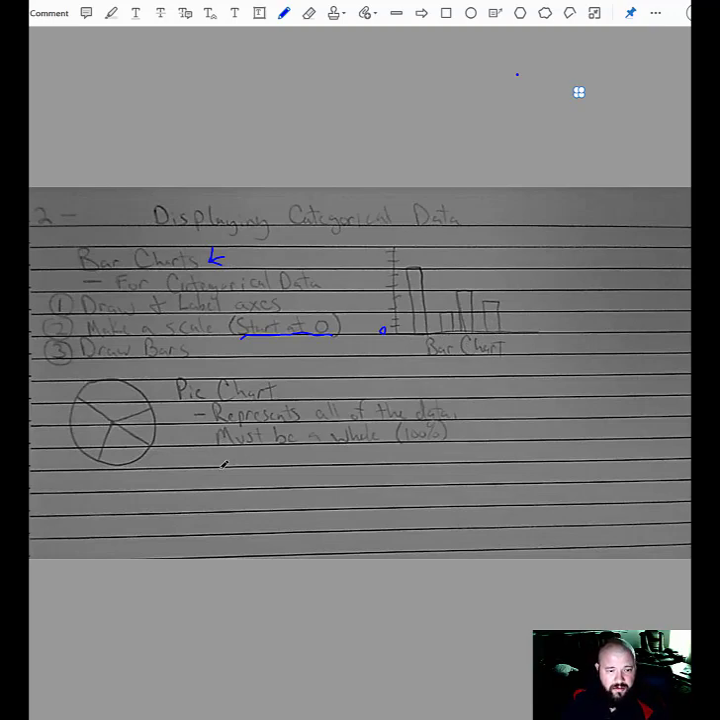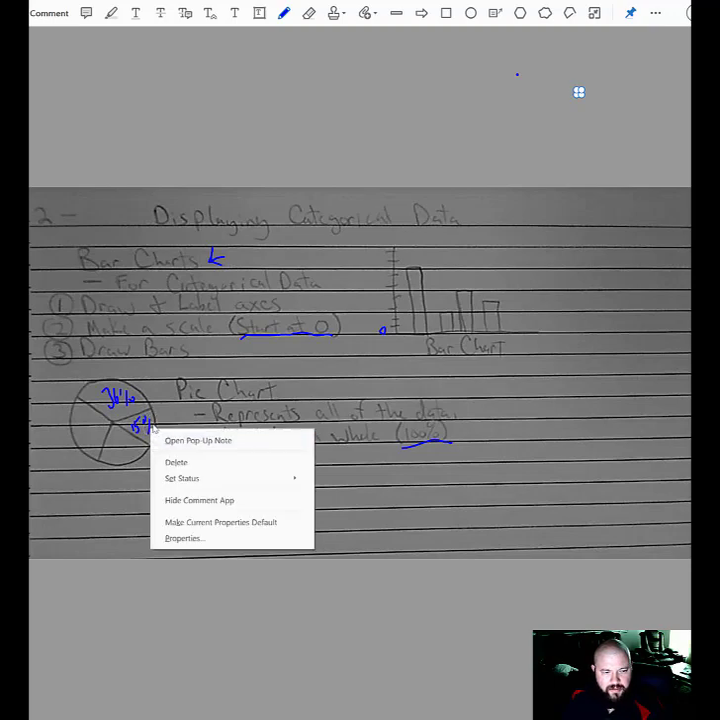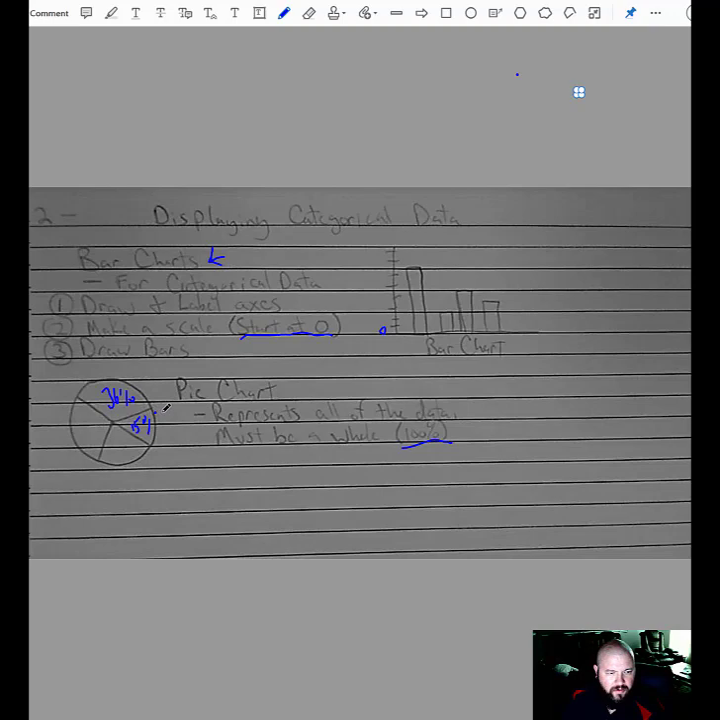Pie charts represent all of the data, and it must be a whole. So in other words, 100%. The key fact there is 100% in pie charts. The best thing to do is label these sections in here. Like you're going to label this 36%, and so forth, and going on. This is 15%. It's best to label those. It makes it a little bit easier to read. This pen is giving me trouble today.